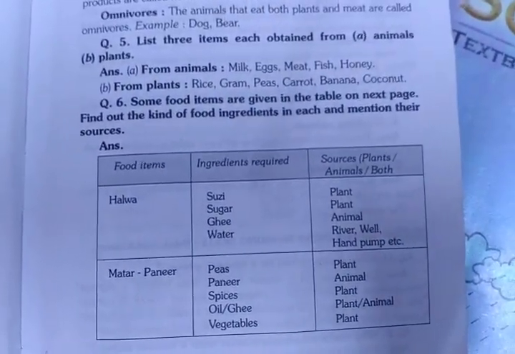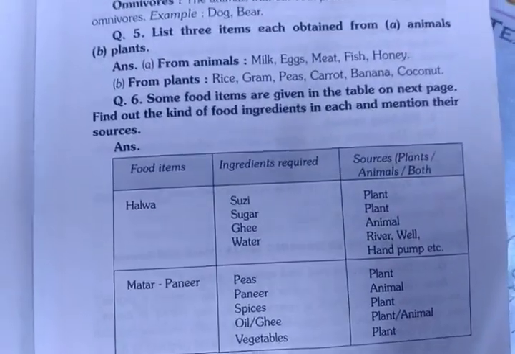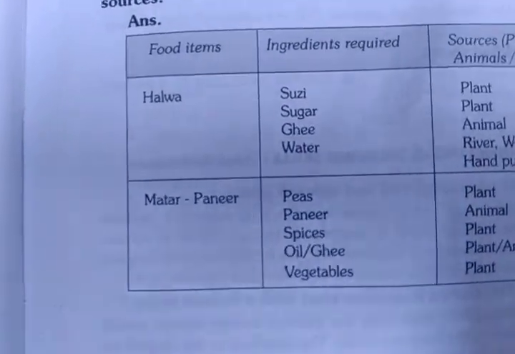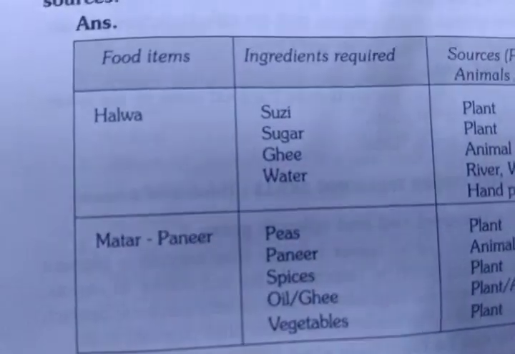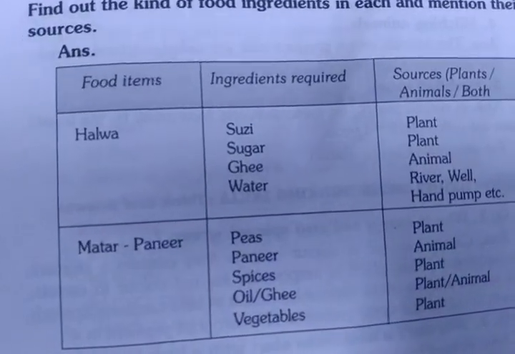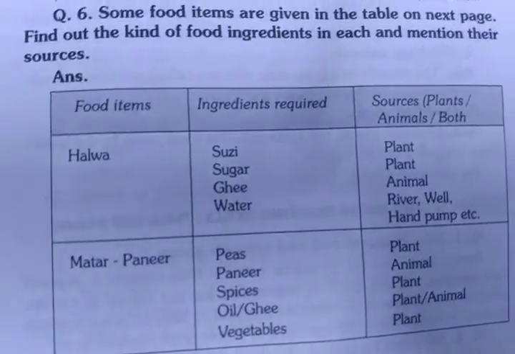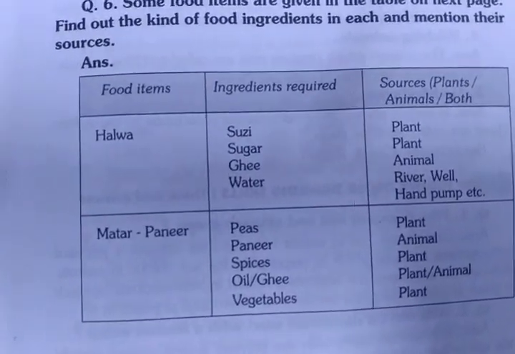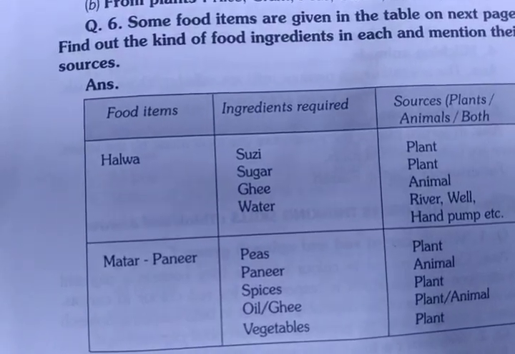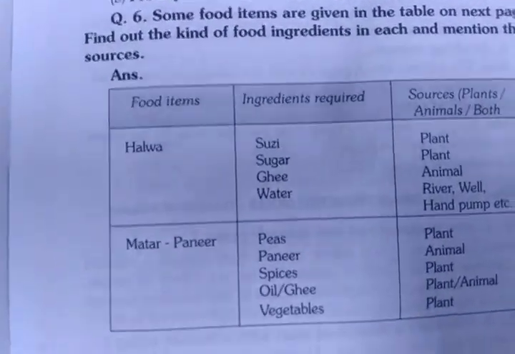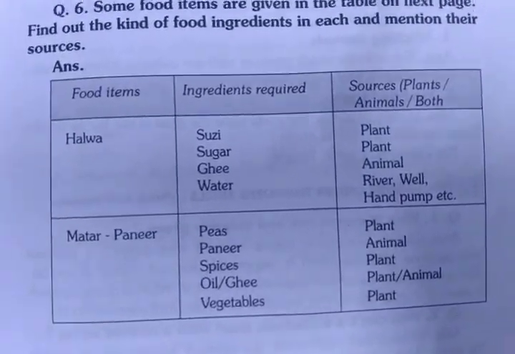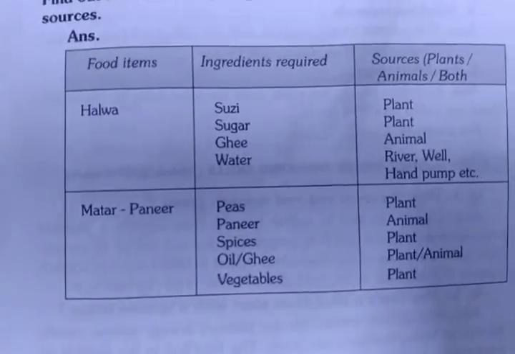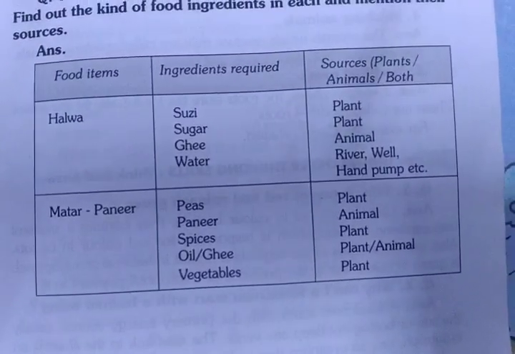List 3 items each obtained from animals and plants. You have to list the 3 items which are obtained from the plants and animals. First of all, you can see here the food source. Halwa. How many of you like halwa? Yes. So this is halwa and matar paneer. Very favorite dish. Sometimes your mother might be cooking. So do you know what are the ingredients specially used to make halwa? What do we call halwa in Gujarati? Can you tell me? I hope it's called sira, right? So this is the halwa. So what are the ingredients used in halwa? Suji, sugar, ghee and water.